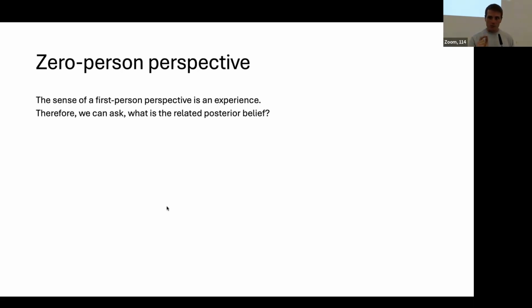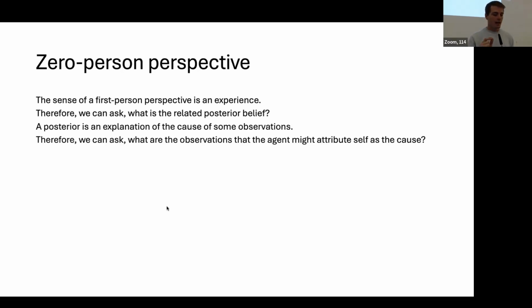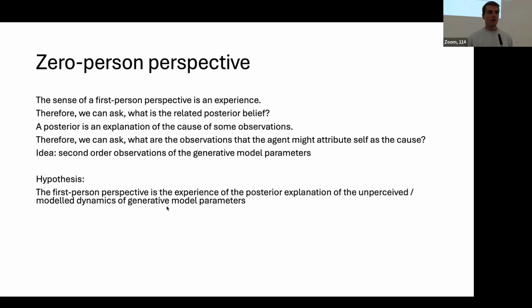So the sense of the first person perspective is an experience. So we can ask the question, what's the related posterior belief? And a posterior belief is an explanation for the cause of some observations. So the question becomes, what are the observations that the agent might attribute the self as cause of? The idea here is that the second order observations of my own generative model might be something that I have prediction errors about. Before I've actually built up that model and have good predictions about it, there's going to be free energy that I'm incurring because I don't actually know how my modeling process works. And so the hypothesis that I'm putting forward is that the first person perspective is the experience of the posterior explanation of the unperceived or unmodeled dynamics of the generative model parameters.